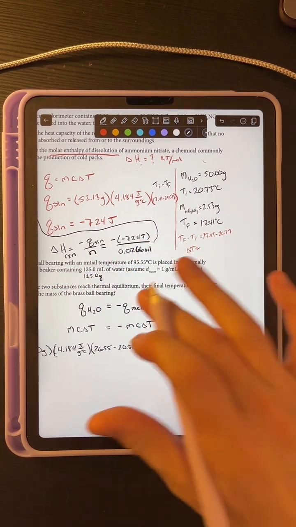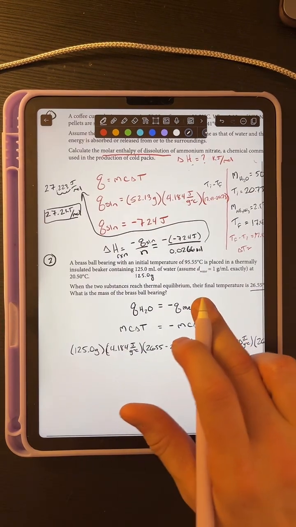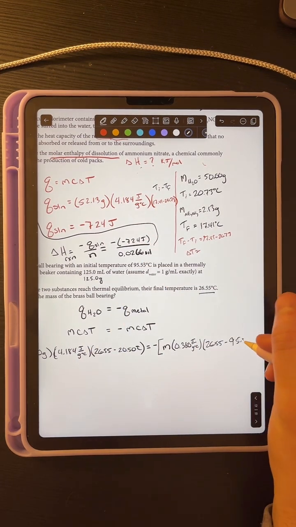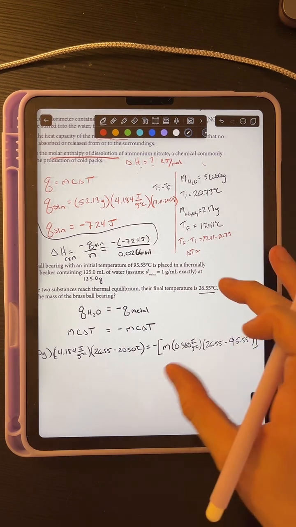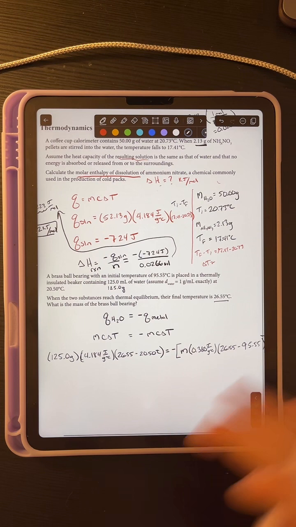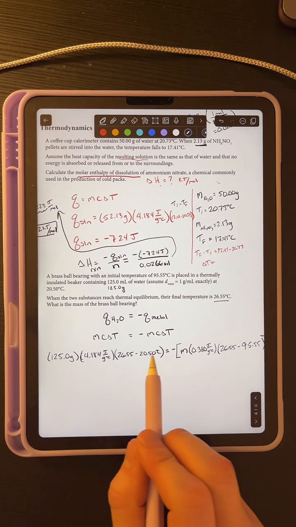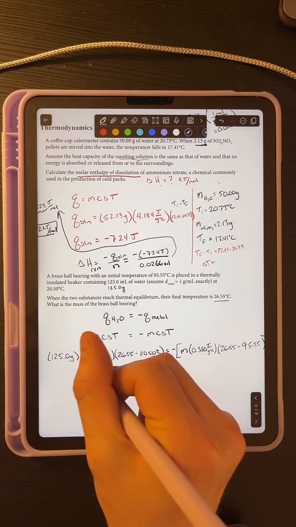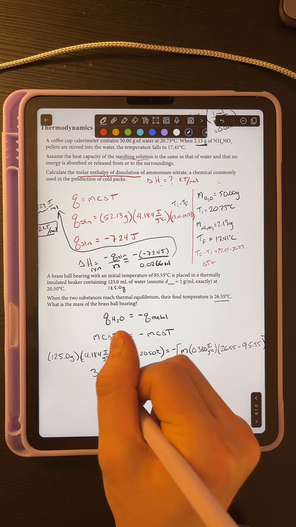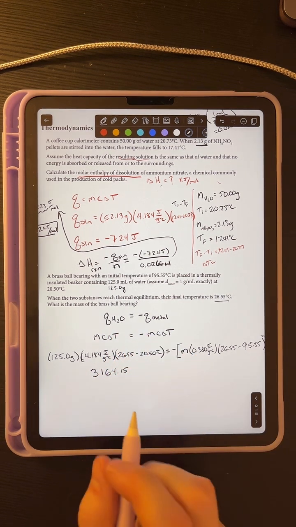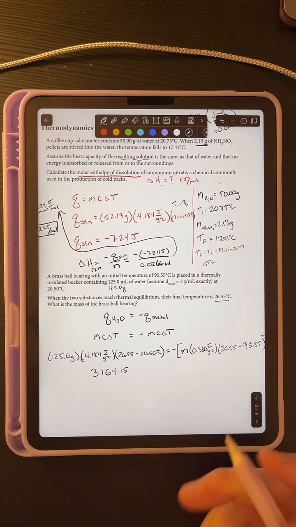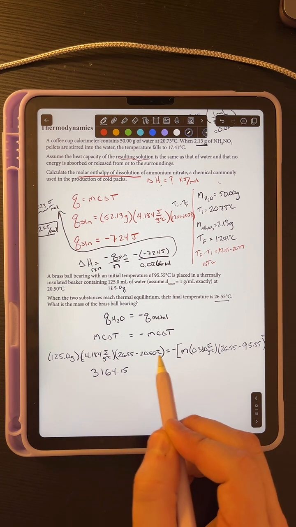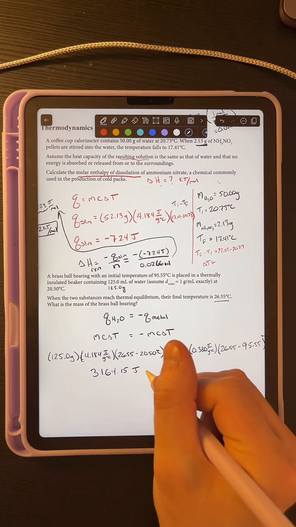26.55 minus whatever we started with, which was 90 something, 95.55. That was up here. Now we can go ahead and start to simplify all of this. We can multiply all of this out if we were to do the subtraction and then multiply everything out on the left-hand side. We get 3,164.15. Now, you don't have to keep track of units for this, but I am going to do the units real quick. We have our grams canceling out, degrees Celsius canceling out, so that gives us joules.